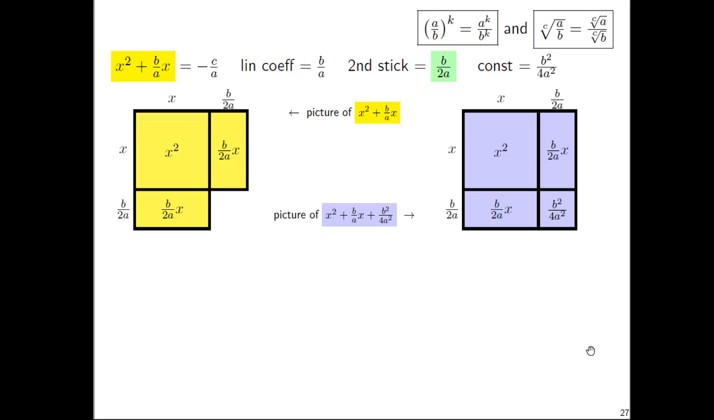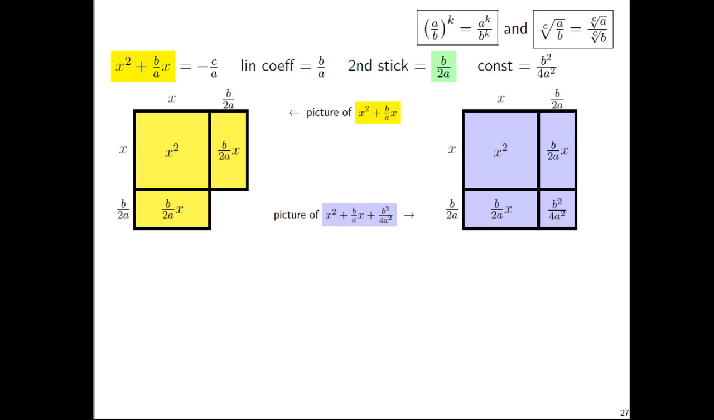And here's a picture of what we have so far. So what's highlighted in yellow is the left side of the first equation. It is x squared plus b over 2a x plus b over 2a x, or in other words, all added together and collected like terms. That is a picture of x squared plus b over a x. But it's missing that lower right corner. That lower right corner, you see the picture in blue, has this additional little piece down here, and that's b over 2a times b over 2a, which is really b squared over 4a squared.